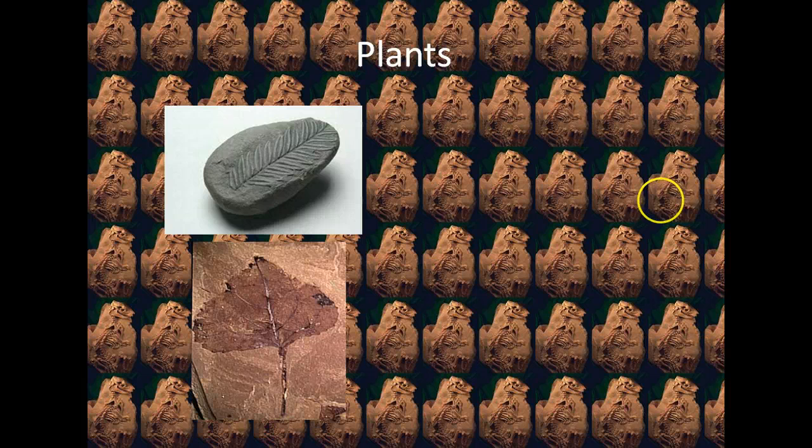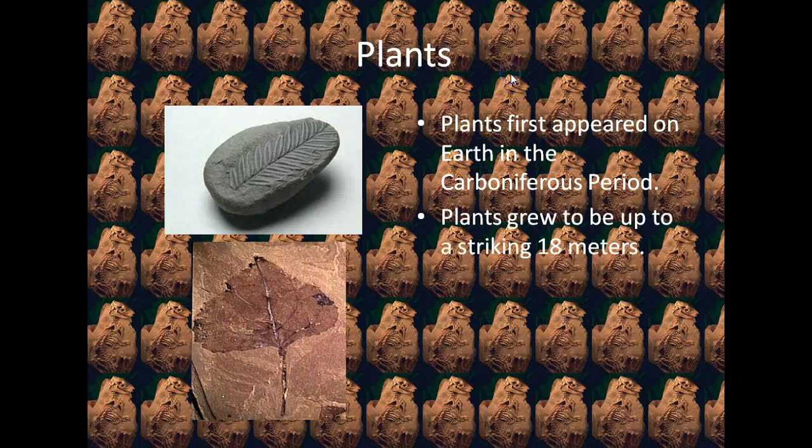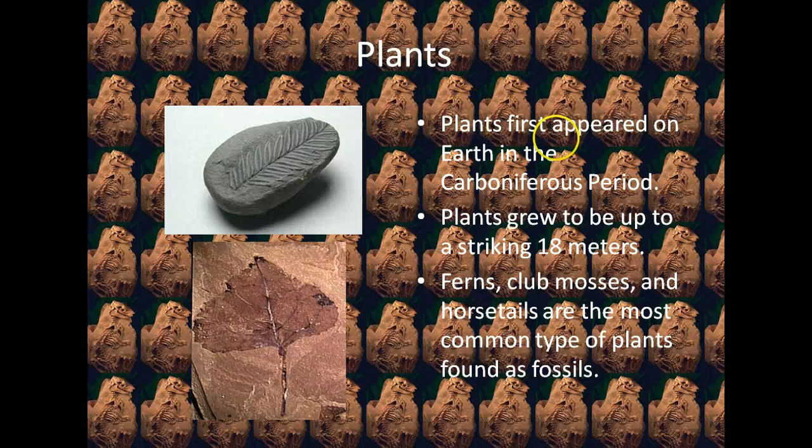Next group is plants. Now, plants, they first appeared on Earth in the Carboniferous period. The first animals came before the first plants. So, that's pretty unique. Now, these plants that were back then, they were huge. Some grew up to be even a striking 18 meters high. Ferns, club mosses, and horsetails, they were very popular back then. They would just cover the earth.